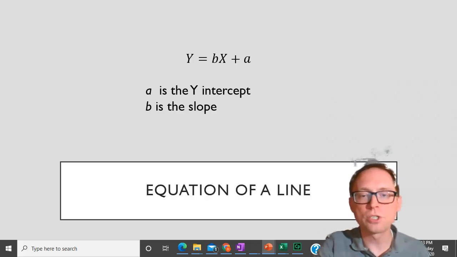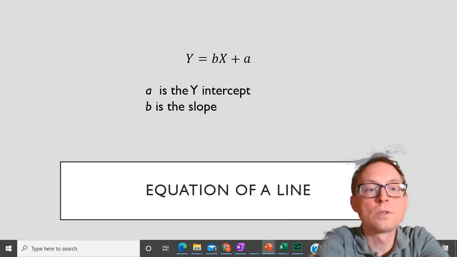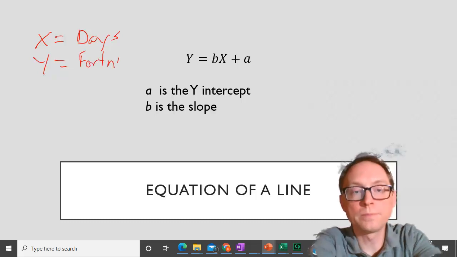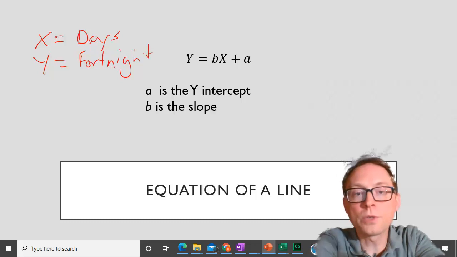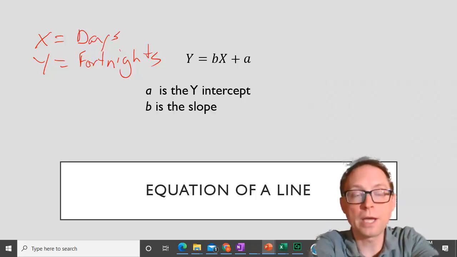Now, we don't have to do it just like that. We can do it with this actual equation right here and make sure that we know. In this particular case, x equals days, y equals fortnights. All right? X and y are always going to be 2 different variables. And for us in this class, these are always going to be continuous variables. So x is a continuous variable, y is a continuous variable.